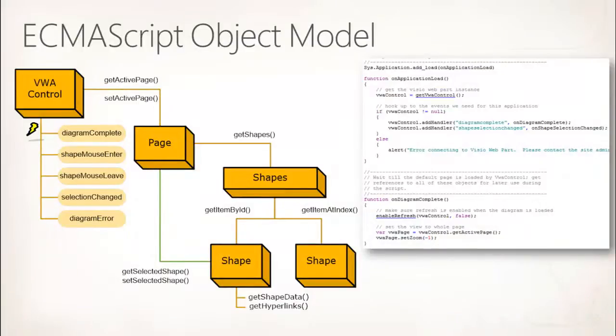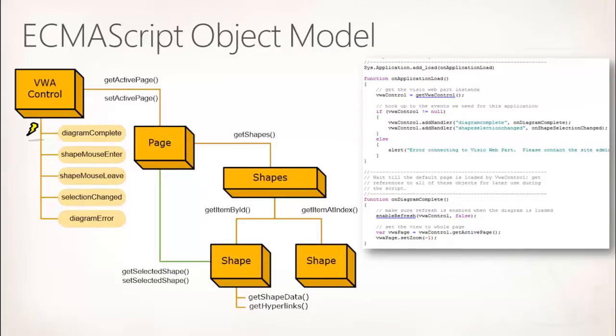Here's a look at the object model for the Visio Services API. It's very simple. We have our web part, our control. From the control, we can get the page that's being displayed to the user. And then obviously from that page, we can get access to all the shapes that are on the page, the data behind those shapes, the hyperlinks behind those shapes, and those sorts of things. So again, this is a read-only object model. We're not changing the metadata for the shapes through it. We're just consuming the content that's been published.